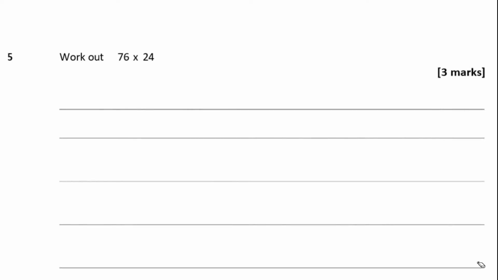Question 5, work out 76 times 24. Okay, so I've got a 2-digit number times a 2-digit number. So if you know how to do column multiplication, just go ahead and use that one. If you're struggling with column multiplication, and I know many foundation students do, maybe it's worth investing a little bit of time and effort learning another algorithm that you get on more easily with. One I like to recommend to foundation students who struggle with column multiplication is the Napier-Bones method.